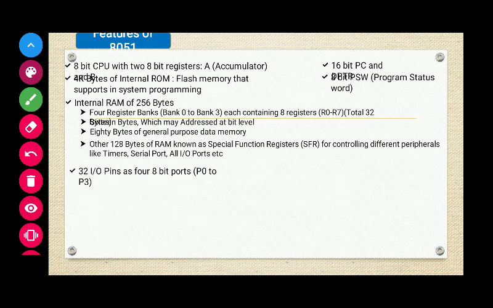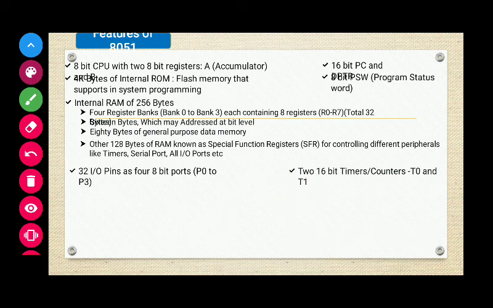Then it has 32 IO pins. So it has 4 ports, port 0 to P3. Each port has 8 bits. So among these 32 IO pins, 4 ports, each port has 8 pins, and all 32 pins are used for IO purpose.